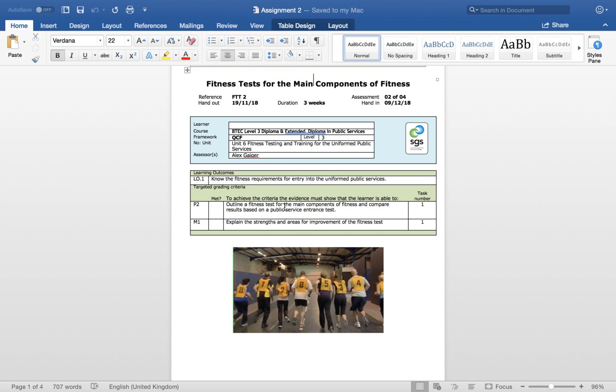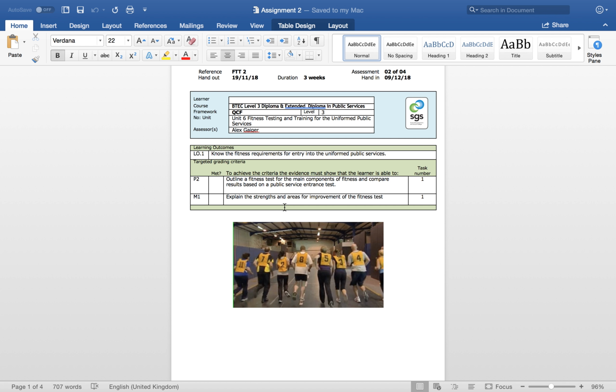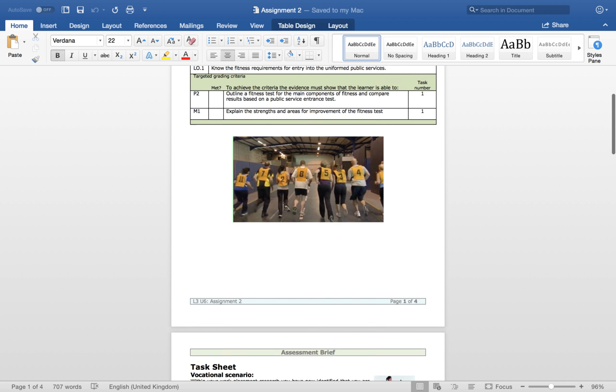Alright, so I'm going to talk you through assignment 2 for fitness testing for public services. You've got two criteria, P2 and M1. P2 asks you to outline a fitness test for the main components of fitness and compare results based on public service entrance tests, and M1 asks you to explain the strengths and areas for improvement of the fitness tests.